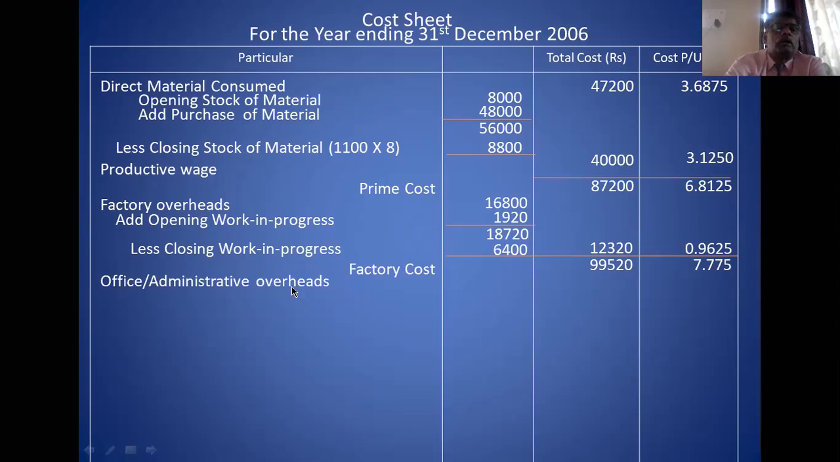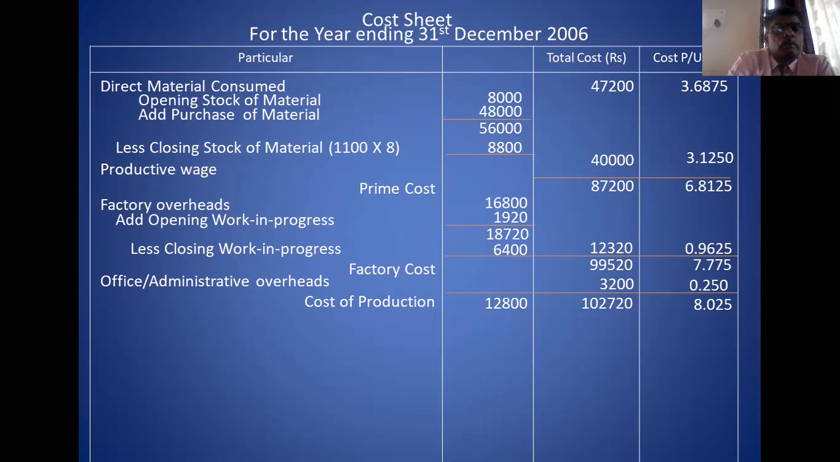Then office and administration overhead is 3,200. 3,200 divided by 12,800 is 0.250 per unit. Take the total: 1,02,720, per unit is 8.025. It is called cost of production. At this stage, again you take units produced in the inner column, 12,800 units.